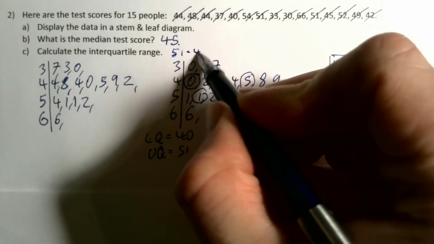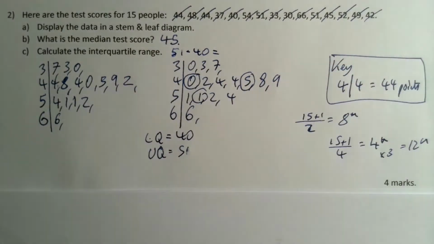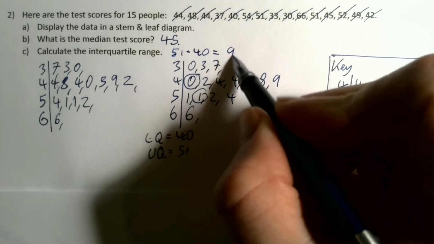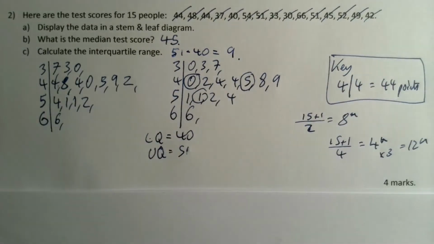Now you can't just write that, because that doesn't get you the mark. You need to say what the result of that is, because all the data varies by a score of 9, or the middle half of them do.